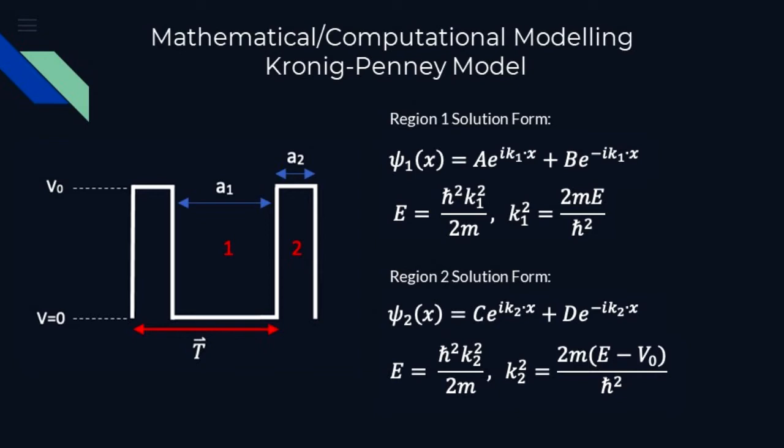Using the solution from the Bloch theorem and solving the time-independent Schrödinger equation in the two different regions of the system, we are able to derive a set of four equations. This is called the Kronig-Penney model.